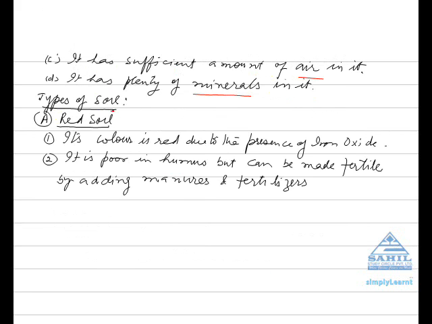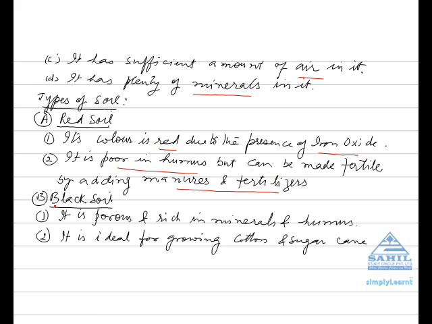Types of soil. A. Red soil. Number 1. Its color is red due to the presence of iron oxide. Number 2. It is poor in humus, but can be made fertile by adding manures and fertilizers. B. Black soil. Number 1, it is porous and rich in minerals and humus. Number 2, it is ideal for growing cotton and sugarcane.